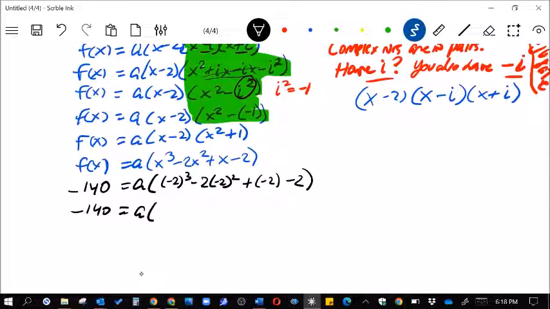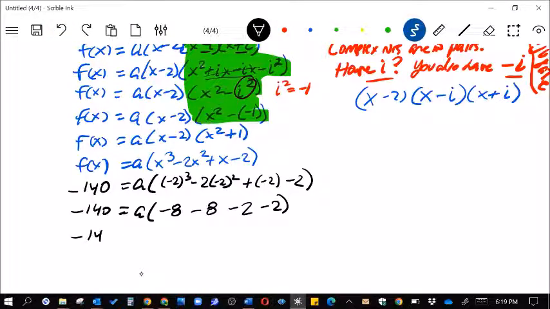Well, negative 2 to the third is a negative 8. Negative 2 squared is a 4 times negative 2 is another negative 8. And we have a negative 2 and a negative 2. Add up all those, 16, negative 2s, negative 4, it comes to a negative 20. So we have negative 20 times a. And when I divide by the negative 20, we get that a is equal to 7.